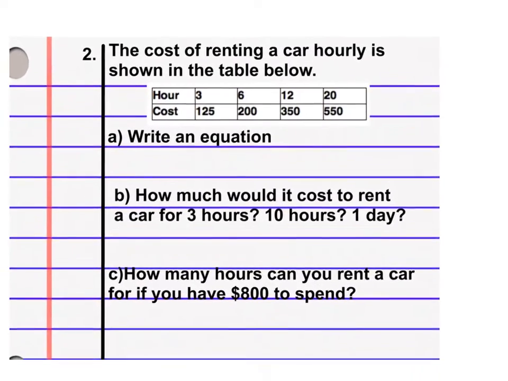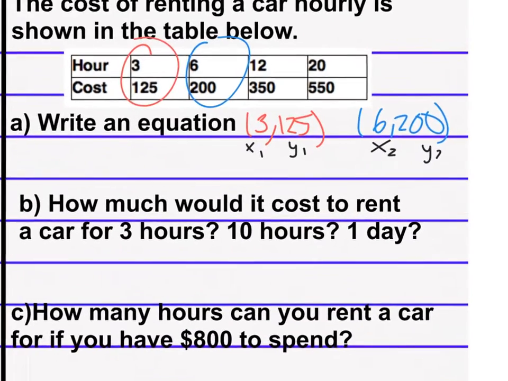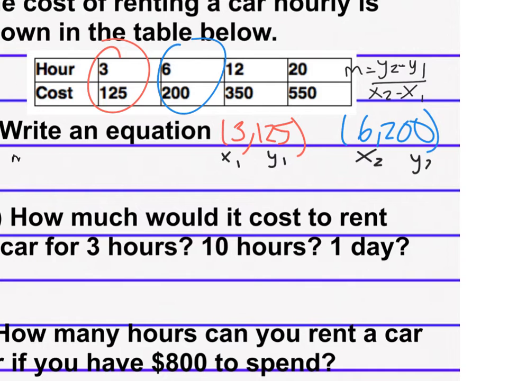Okay. Question 2, write an equation. So same thing, I pick any 2 points I want. I'm going to use the points (3, 125) and (6, 200), but you can use any points that would make you happy. First step, find the slope. So I'm labeling x1, y1, x2, y2. Your slope formula, if you need that, is y2 minus y1 over x2 minus x1. So that should be m equals 200 minus 125 over 6 minus 3.